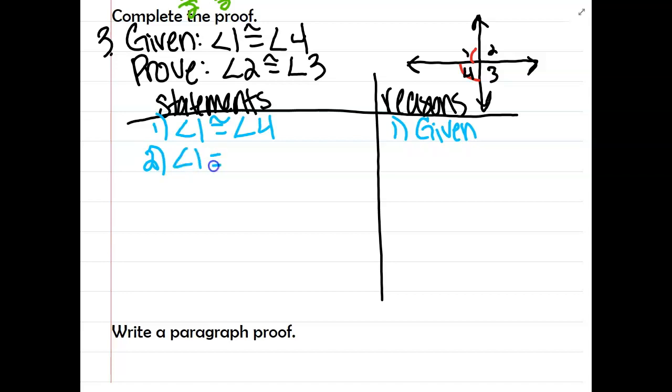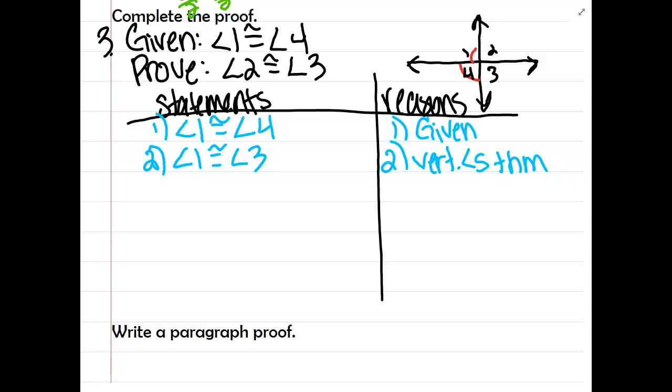Angle 1 is congruent to angle 3. I know that for a fact. Why? Okay, we'll say the vertical angle theorem. Yeah, vertical angle theorem. I know that. We just talked about that.